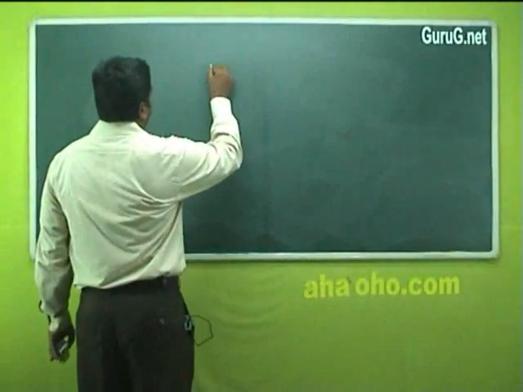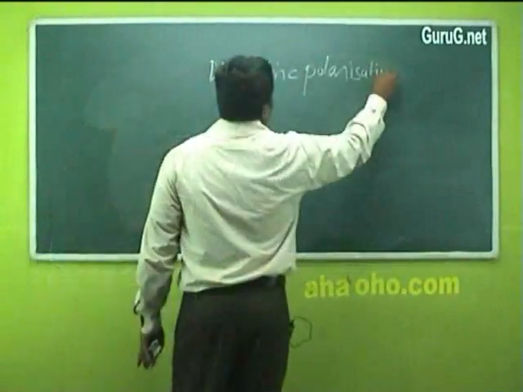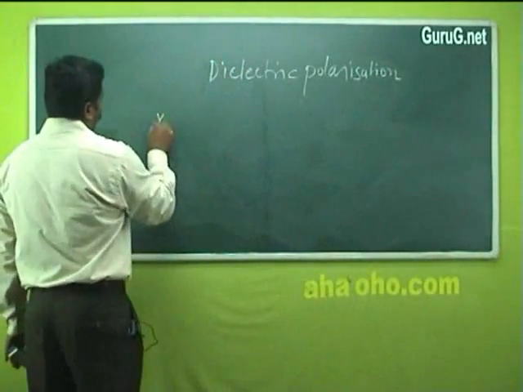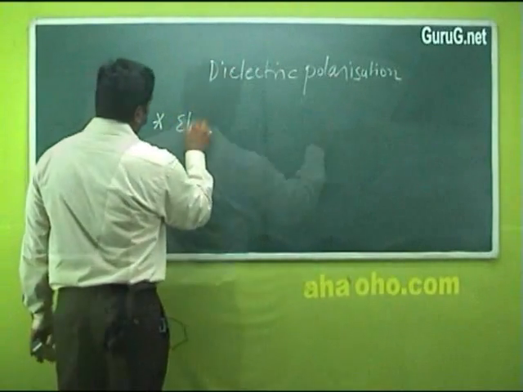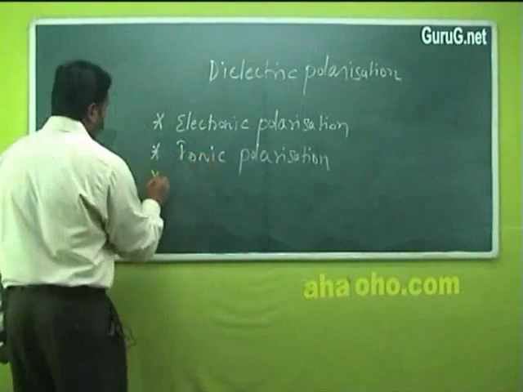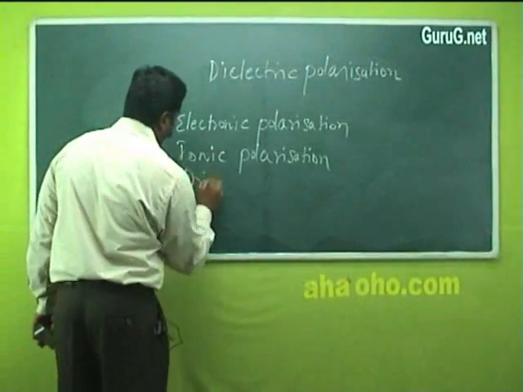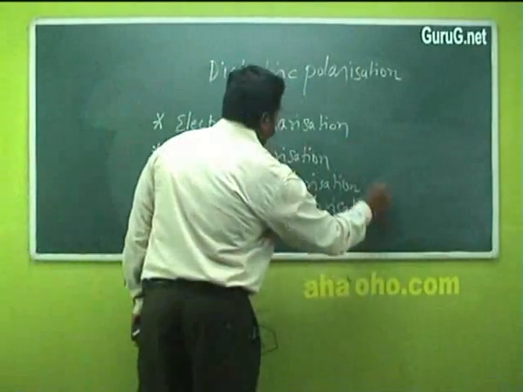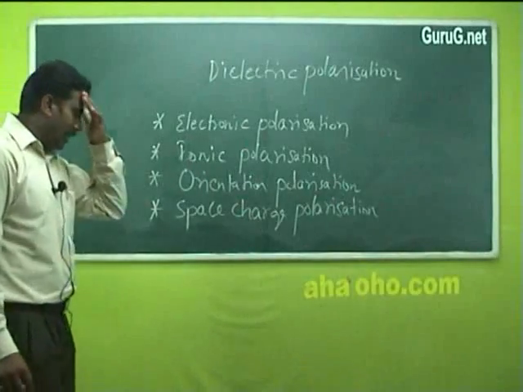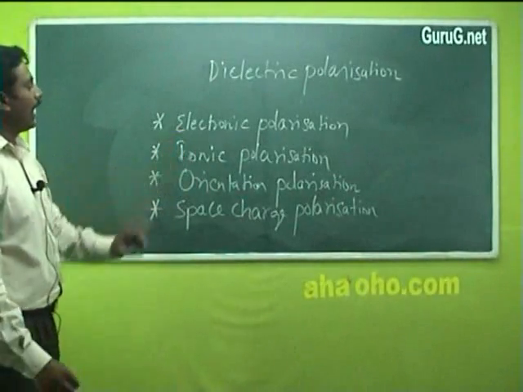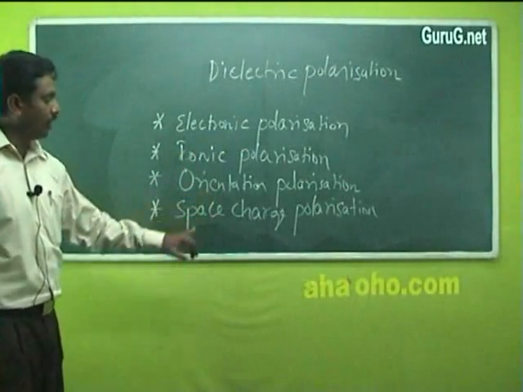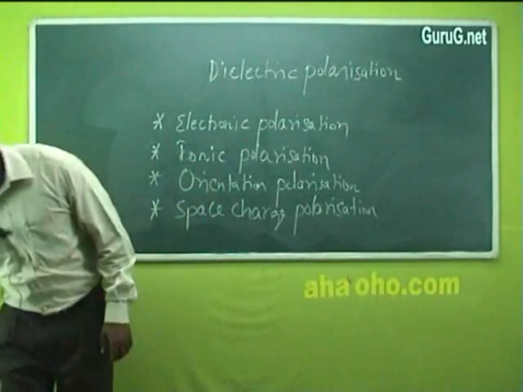Next is dielectric polarization. Dielectric polarization is broadly classified into 4 different types: electronic polarization, ionic polarization, orientation polarization, and space charge polarization. These are the 4 different types of polarization which take place in a dielectric material.